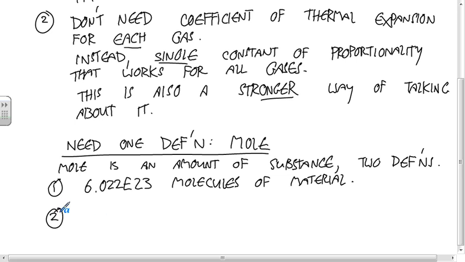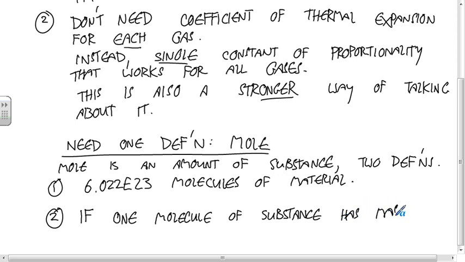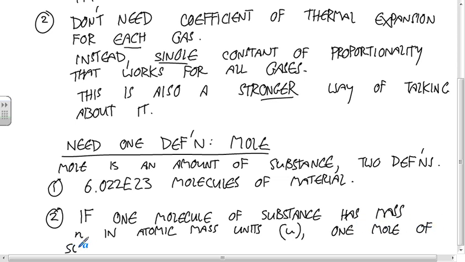A mole, okay, so if one molecule of a substance has a mass n in atomic mass units, and those are the ones I always just abbreviate as lowercase u, then 1 mole of that substance has the mass n in grams.